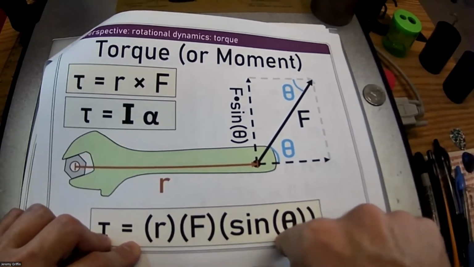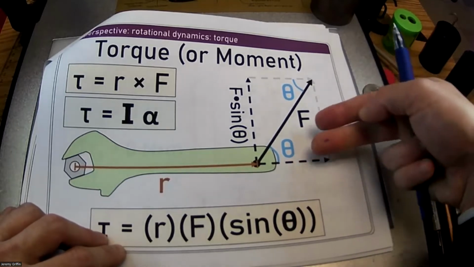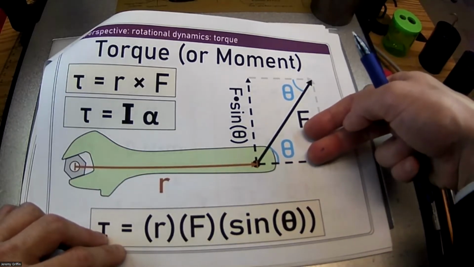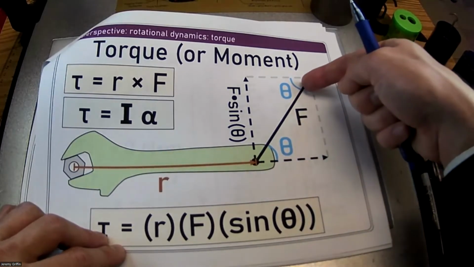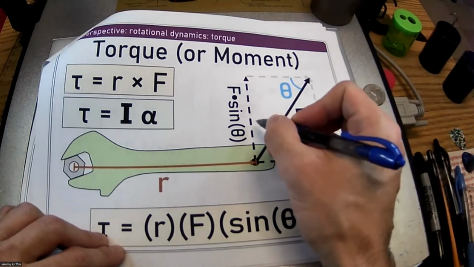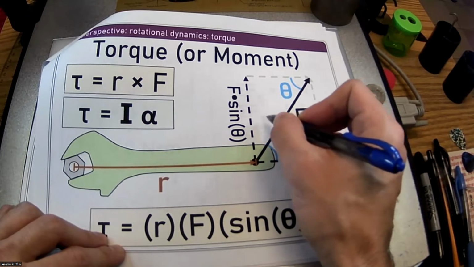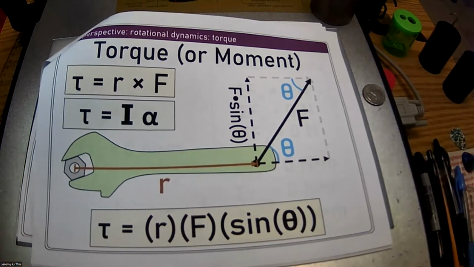Now, be careful about the sine theta bit, because you have to ask what angle you're actually talking about. We're talking about the angle between the two vectors, this R and this F, this theta, which is equivalent to this theta. But if you were given this angle instead, you'd have to use cosine, not sine. So be careful about what angle you're given.